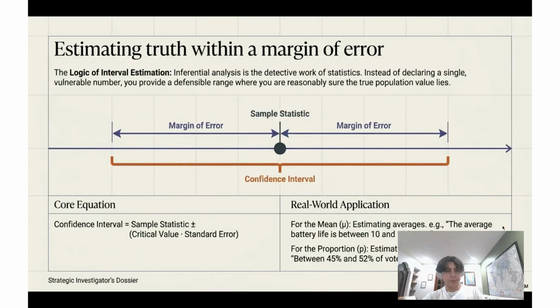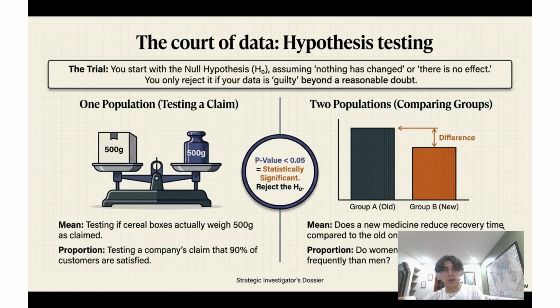And the real world application here would be, for example, for the mean, estimating an average. For example, the average battery life is between 10 and 12 hours, so the range we have been talking about. And for the proportion, it is estimating percentages, not an average. So between 45% and 52% of voters support this candidate, for example.